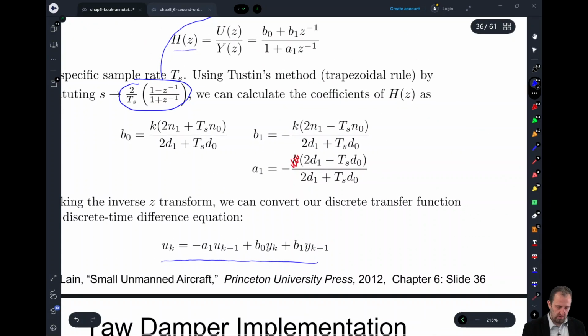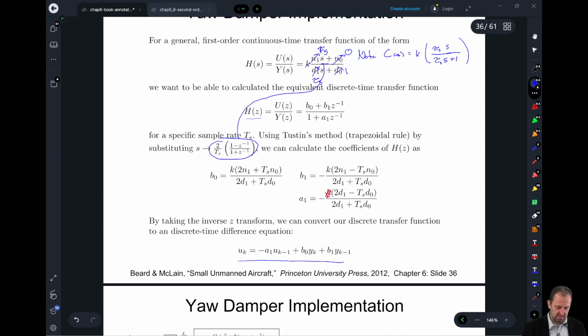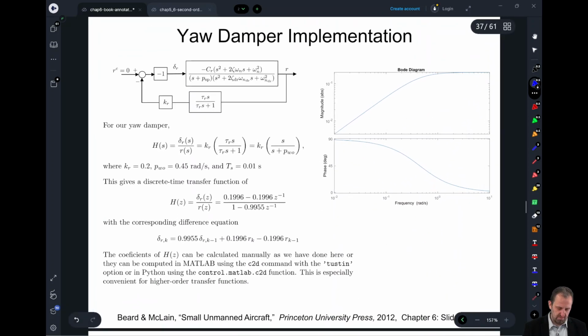I won't go into the details on that. So we can just take the input u that we're getting, and it's just going to be based on the previous input and the current value for y and the previous value for y. So that's our yaw damper implementation.